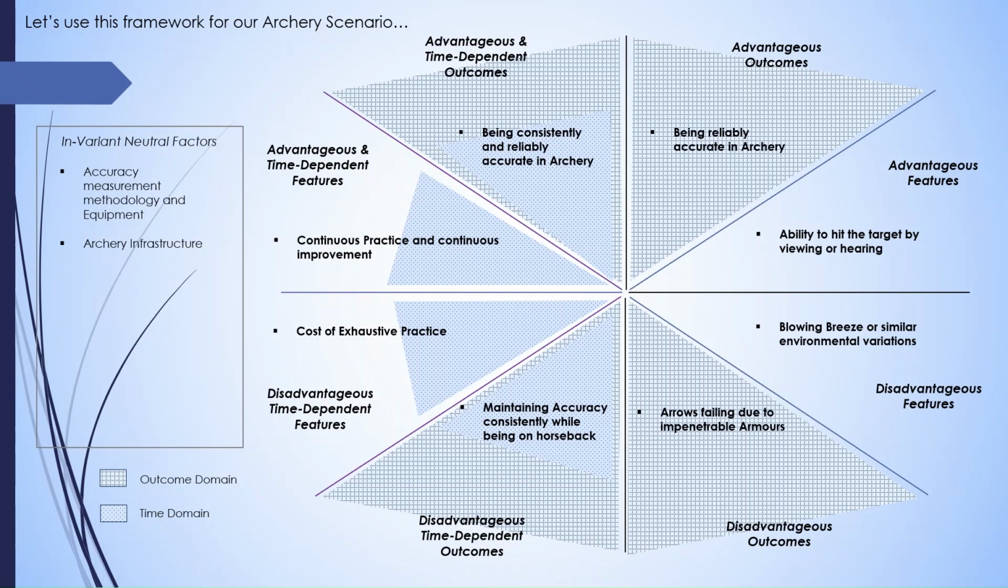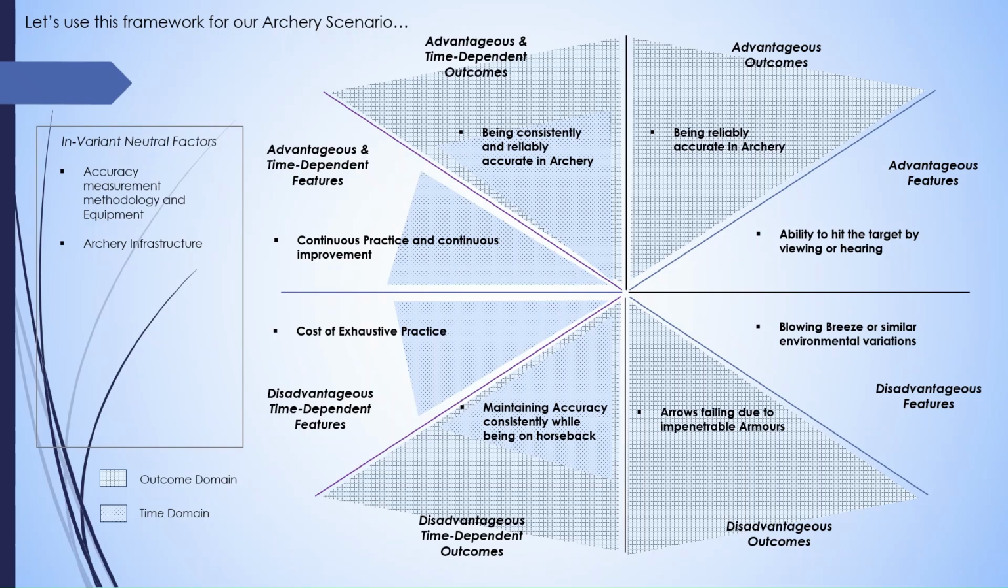For instance, when archery is used in battle scenarios involving impenetrable armor, arrows fail to achieve their intended effect. Even with perfect aim, the outcome becomes disadvantageous because the arrows can't deliver impact. That's a clear disadvantageous outcome, independent of skill.